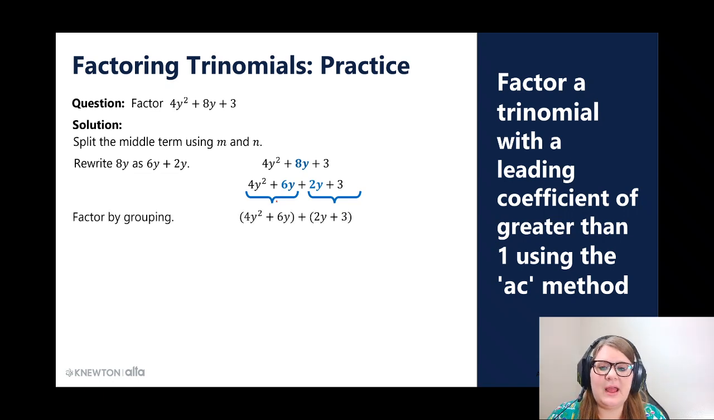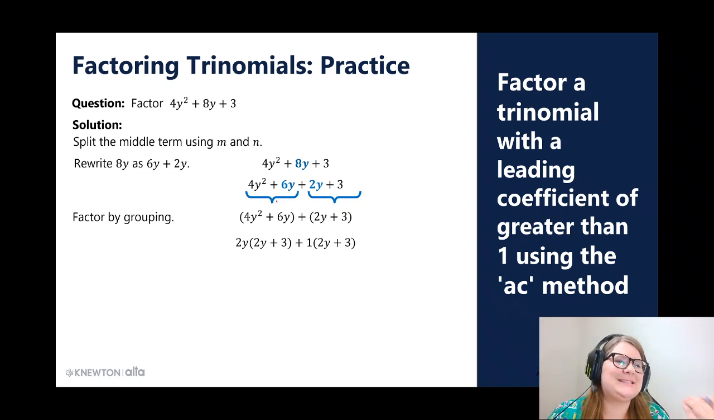Okay, so when I've grouped them, I pull the 2y out of the first two, and I pull a 1 out of the second two. You have to write something when we're factoring by grouping. You cannot just leave it blank, okay? Because then we're going to have 2y plus 3 out of both, and that's going to leave a 2y and a plus 1. So again, if you don't write the plus 1 on the outside, you will get yourself confused.